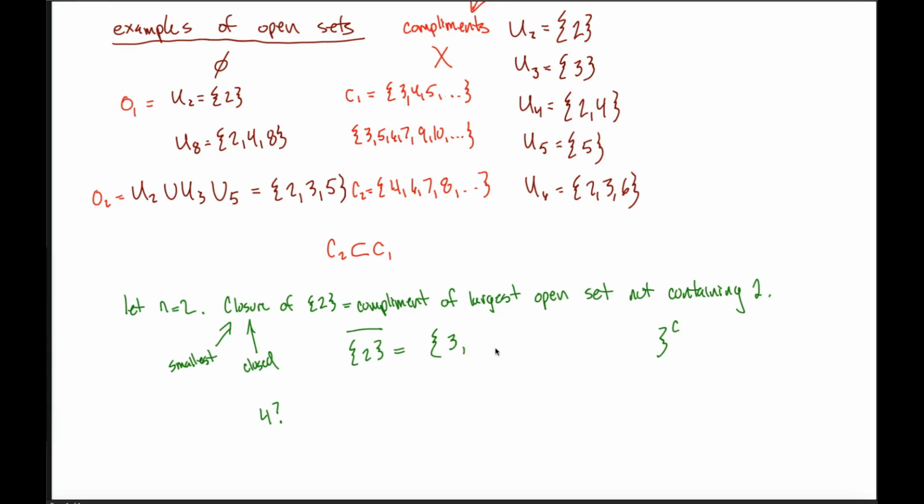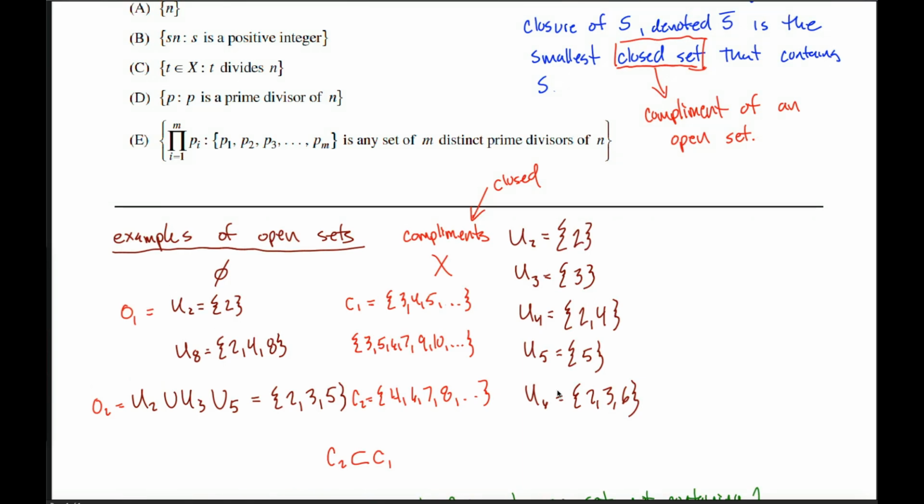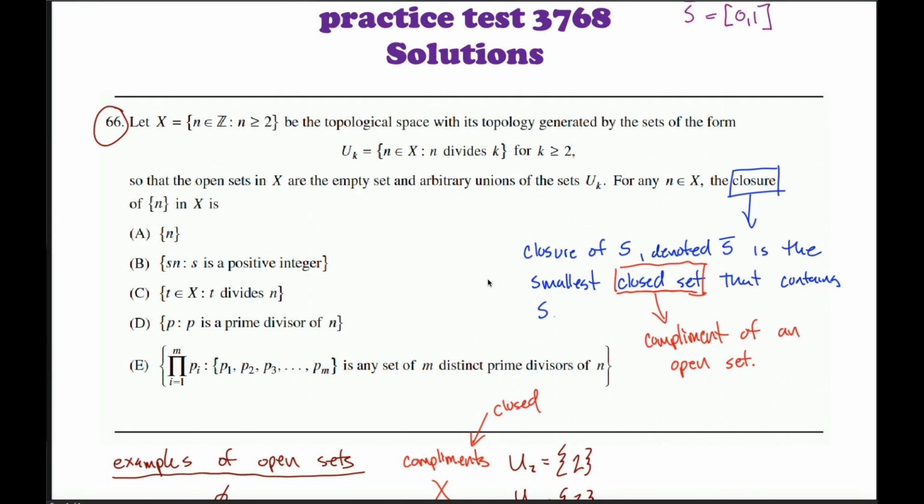Because remember, this is an open set, and the way I build open sets is by taking unions of these guys. And because of the way these U's are constructed, any U that contains a 4 is automatically going to contain a 2. Wait, why? Because U sub k is the set of all integers greater than or equal to 2 that divide some number k. But if 4 divides k, then 2 necessarily divides k.